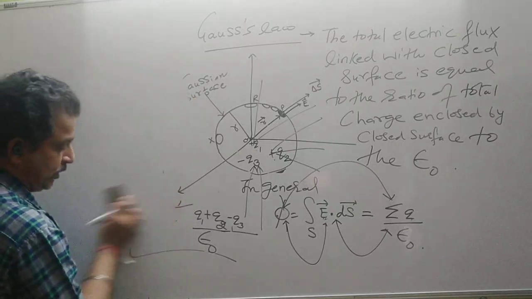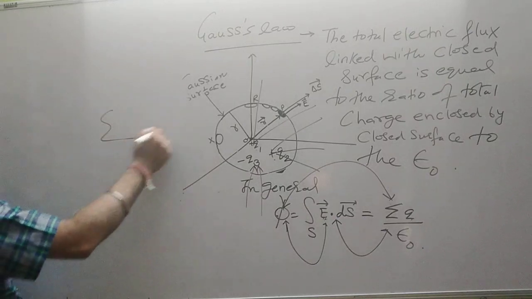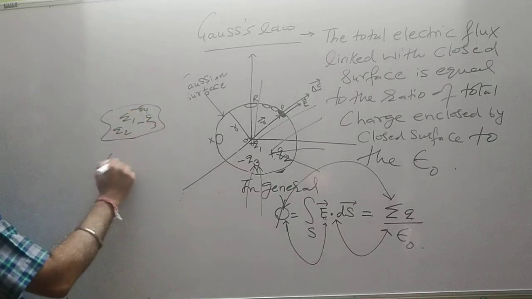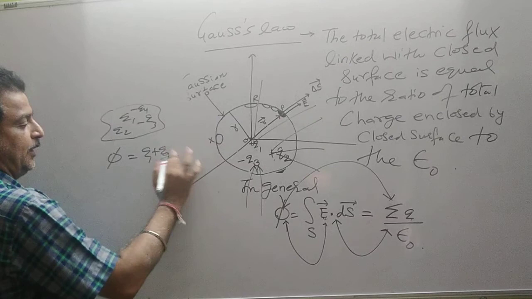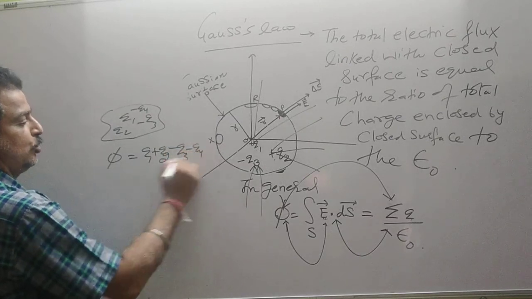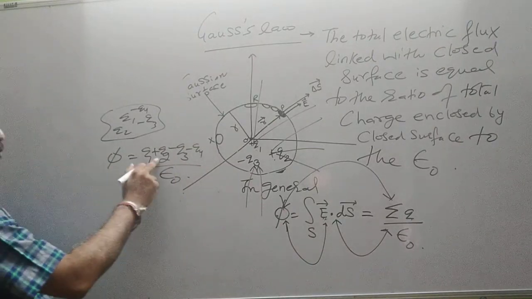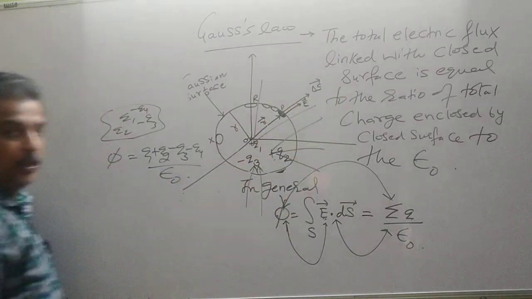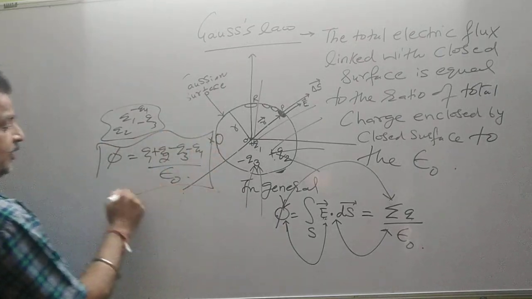Say the charges enclosed by the Gaussian surface are q1, q2, minus q3 and minus q4. So the flux will become q1 plus q2 minus q3 minus q4 divided by epsilon naught, where a positive sign indicates the field lines are originating outward, or the flux is positive, and a minus sign indicates the flux is negative. So this will be the total flux.